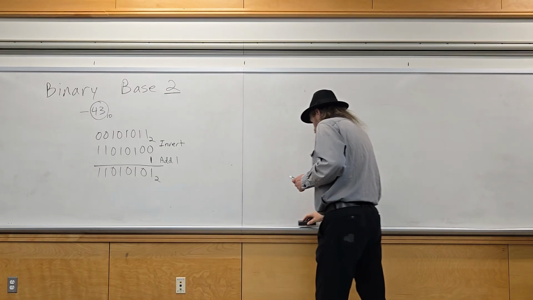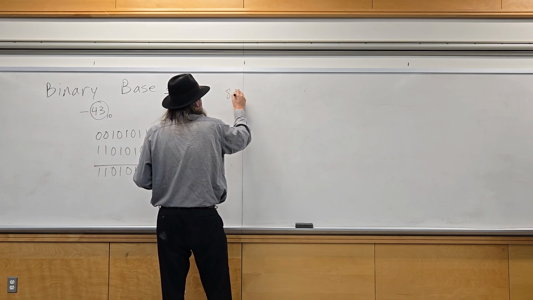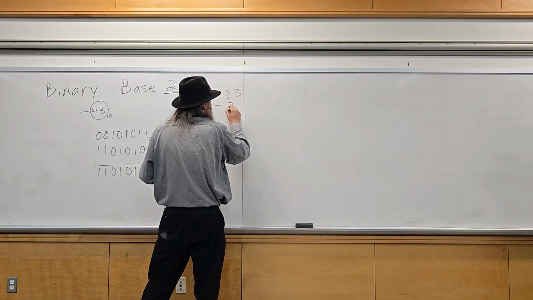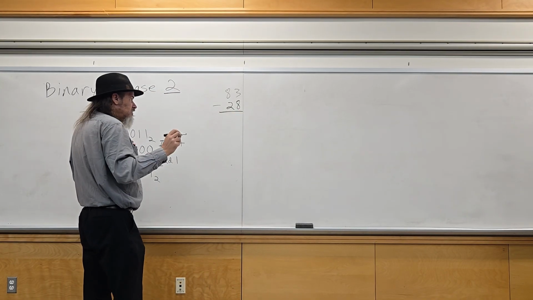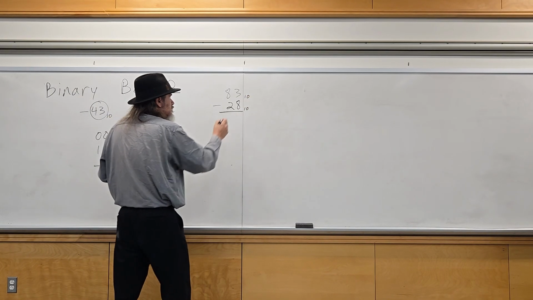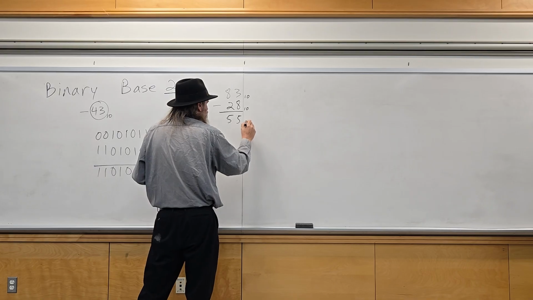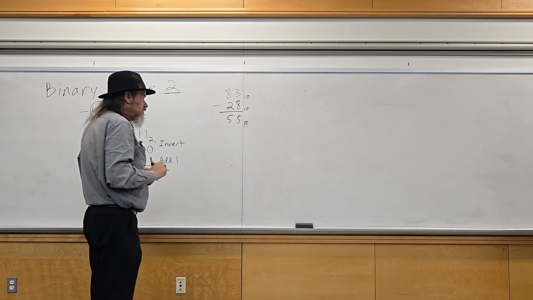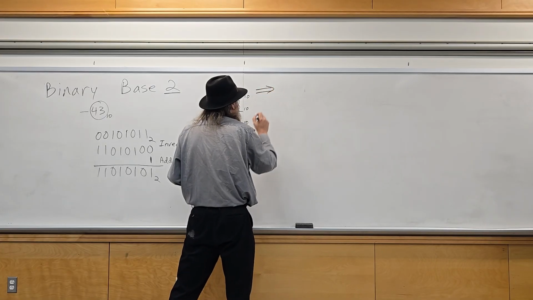Okay, so go with 83 minus 28. So the result, these are base 10. The result should be, what is that, 5 and 5? So the result should be 55, not base 5, it's base 10. So first, convert that to binary.